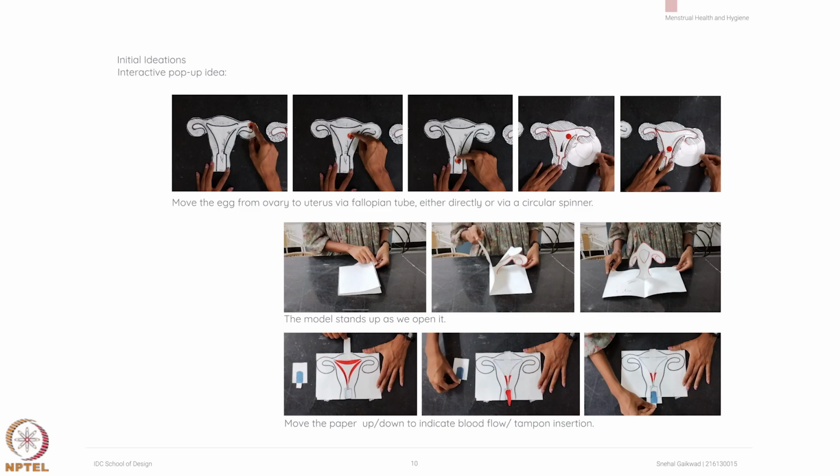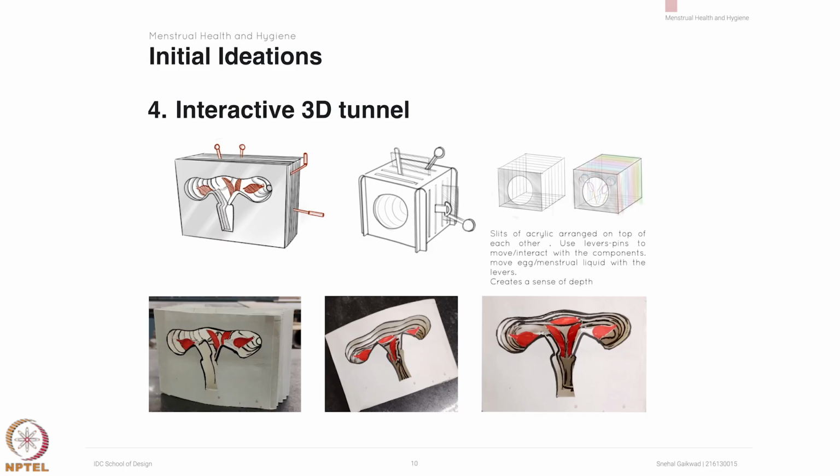Then how the model looks when it's standing, and how the menstrual lining falls. Then one interactive 3D tunnel. It will be a box, and there will be levers around it, and if we pull them, then the egg traveling and all other things will be demonstrated to them.